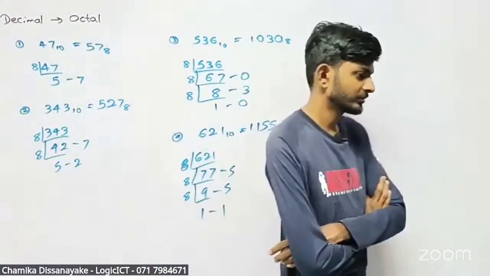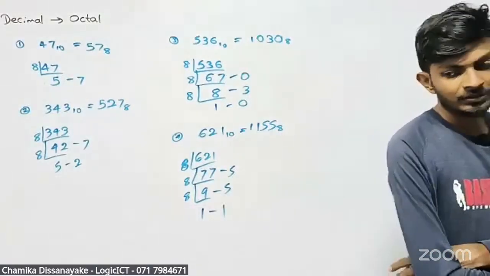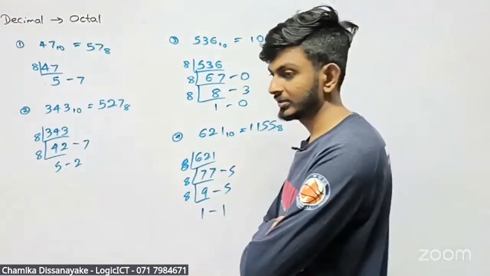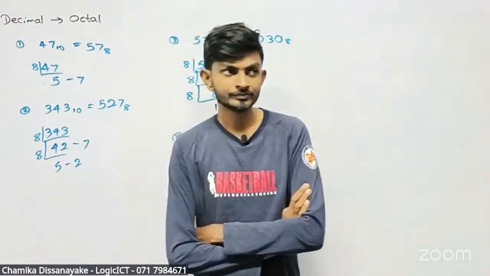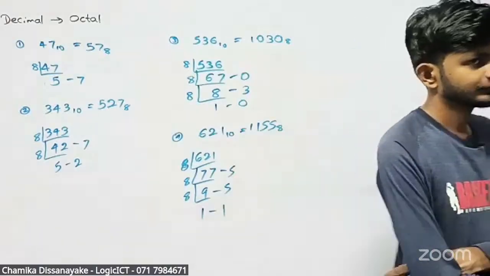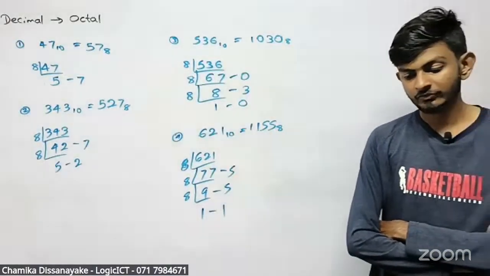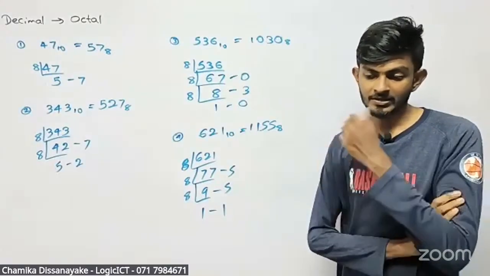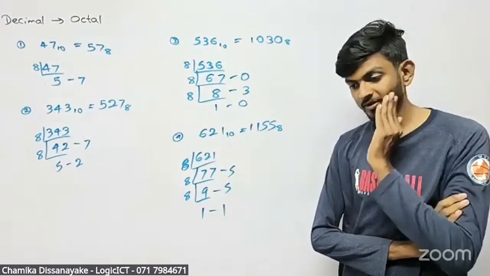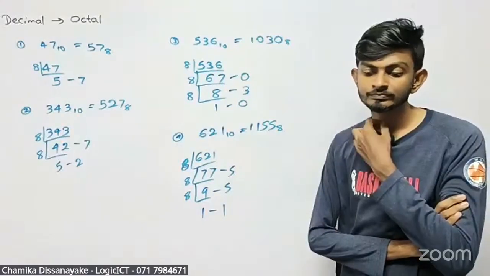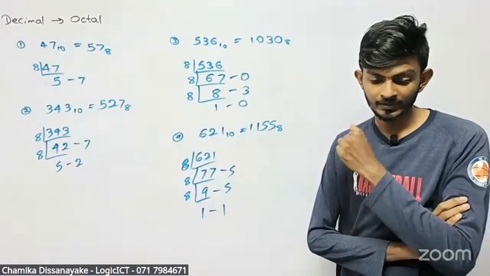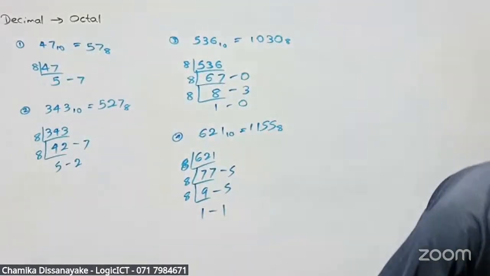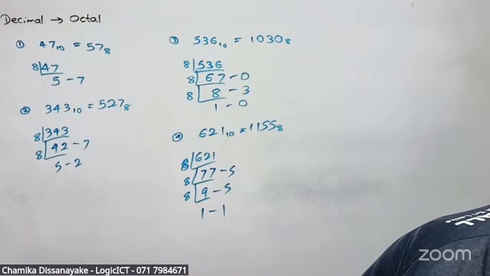Okay, the next point. Write the remainders from bottom to top. Okay. Write these things. Write these 4 calculations.